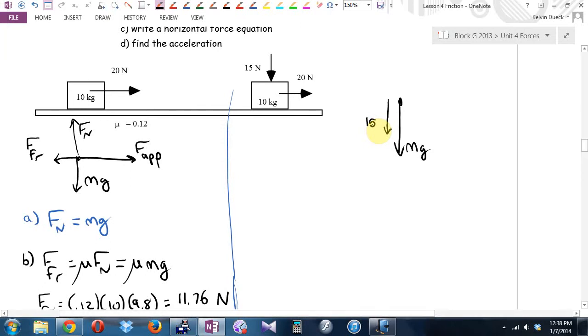Is this block sinking into the ground like quicksand? Is it flying into the air like Superman? So now, look. Why would this be, don't write this down, why would that be wrong?